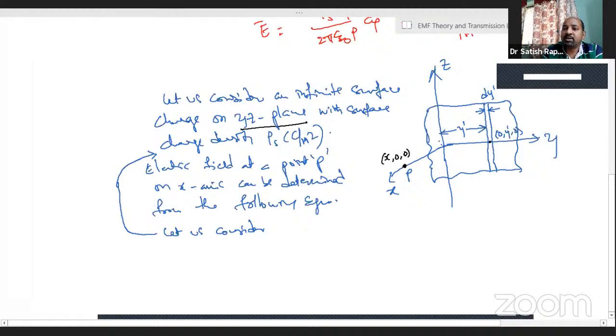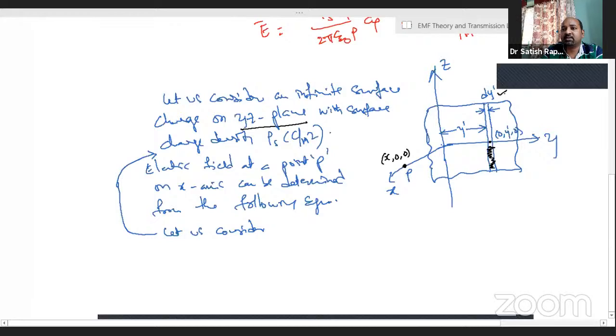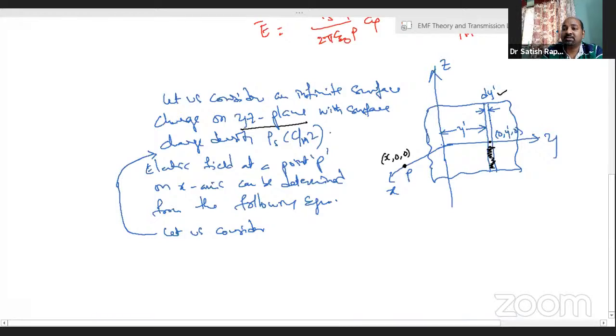right? So to determine the electric field at a point P, the infinite sheet charge is divided into differential width strips, a number of differential width strips like this. This is one such differential width strip, whose width is dy'. That's because the strip is considered at a point (0, y', 0), that means at a distance y'. The procedure is the same.